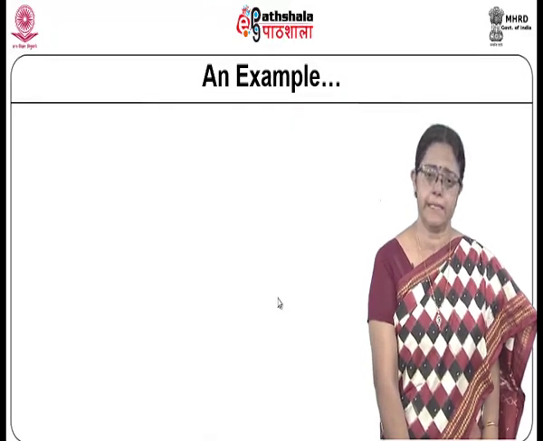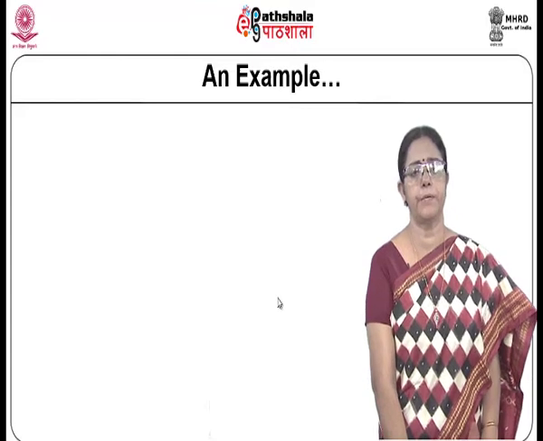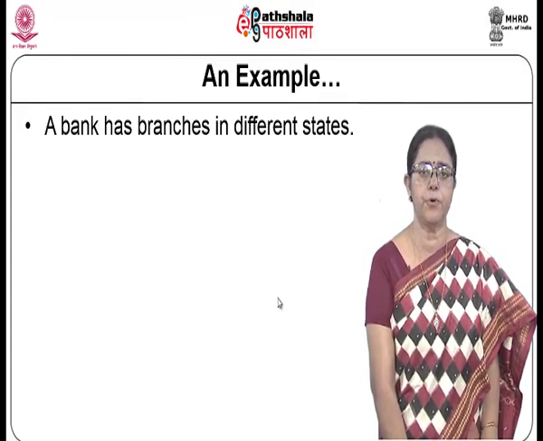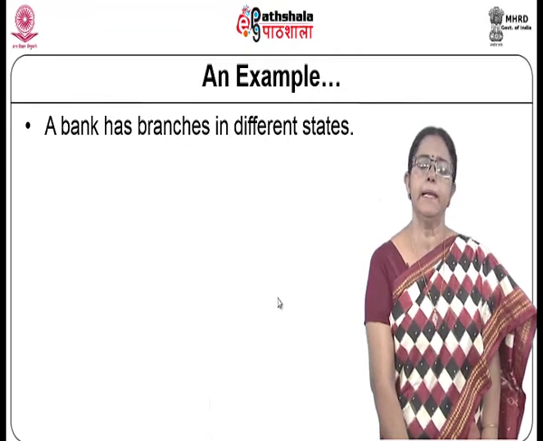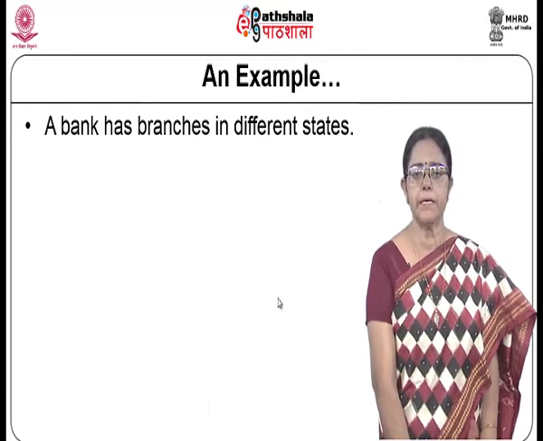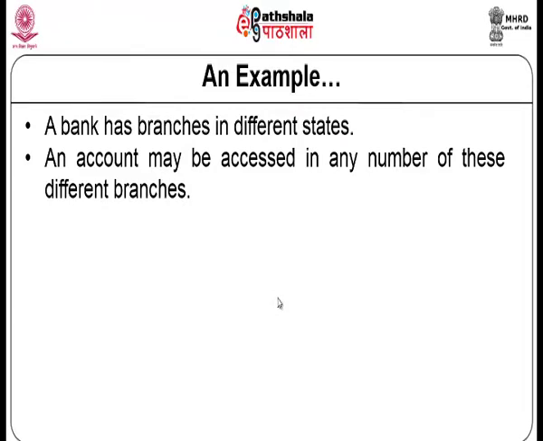Let us first take an example to see what are the requirements for which this snapshot is needed. Let us think of a bank which has different branches in different states or cities, and let us think of an account. That account can be accessed from various branches. We can imagine this to be a joint account where multiple people are accessing, or even a single account where the account is highly active and there are multiple accesses to the account.